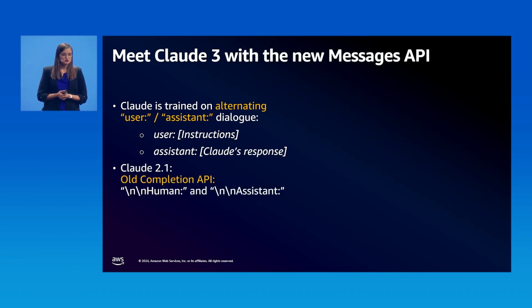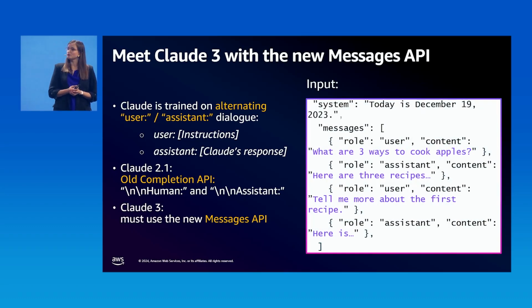So if you have previously used models older than 3, then you would see something like the Completion API. And if you would like to use Claude 3 models, you would need to use the Messages API. And on the right-hand side right now, you can see an example of what the input into the Messages API can look like. And that is following this idea of the alternating dialogue between user and assistant that are given as roles within messages. And we also have something called system prompt that we will cover in several minutes in more detail.